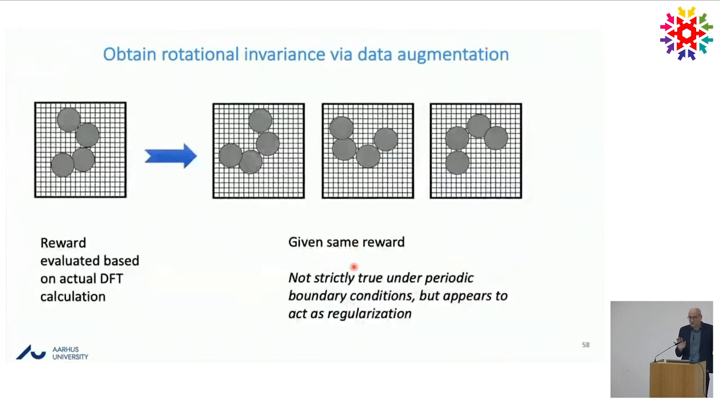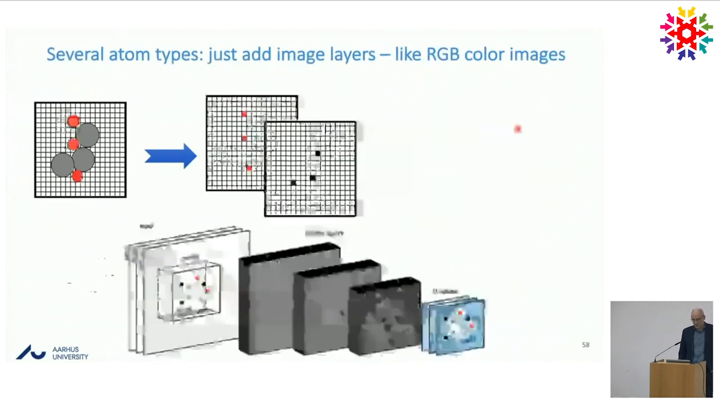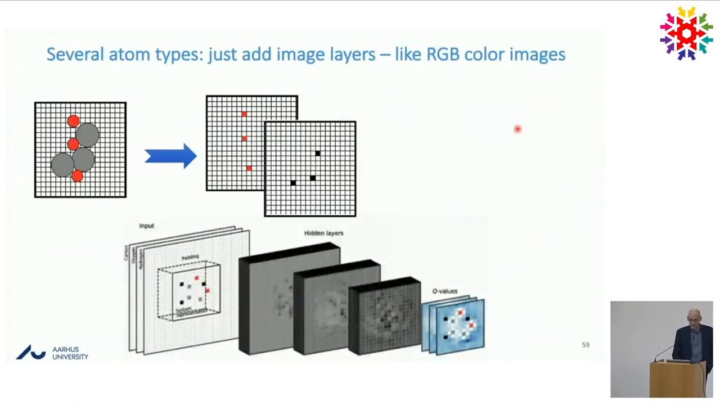There are some issues. It's beneficial to take whatever data you have and rotate it and tell the network it should expect the same reward at the end if it had this rotated data. And also, it's a straightforward generalization if you have more than one species: you just give more than one input layer to your neural net, and you get more than one output layer, one layer for each atomic species. Very straightforward.